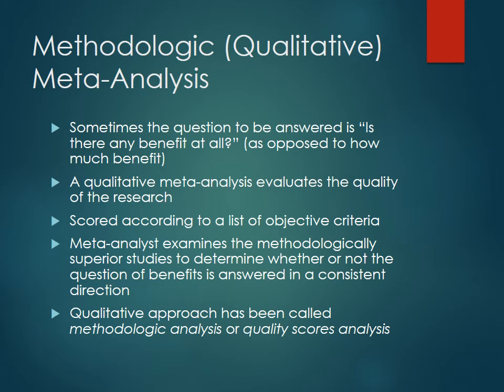The other way you could do this is a methodologic or qualitative meta-analysis, and sometimes the question to be answered is, is there any benefit at all, as opposed to how much benefit? So again, looking at something like hyperbaric oxygen for carbon monoxide poisoning, or for wound healing, or whatever it happens to be. Qualitative meta-analysis evaluates the quality of the research, and they actually will have scored studies according to a list of objective criteria. You'll see a lot of Cochrane reviews being done like this. The meta-analysts will examine the methodologically superior trials and determine whether or not the question of benefit is answered with a consistent direction. So the qualitative approach has been called methodologic analysis or quality scores analysis as well.